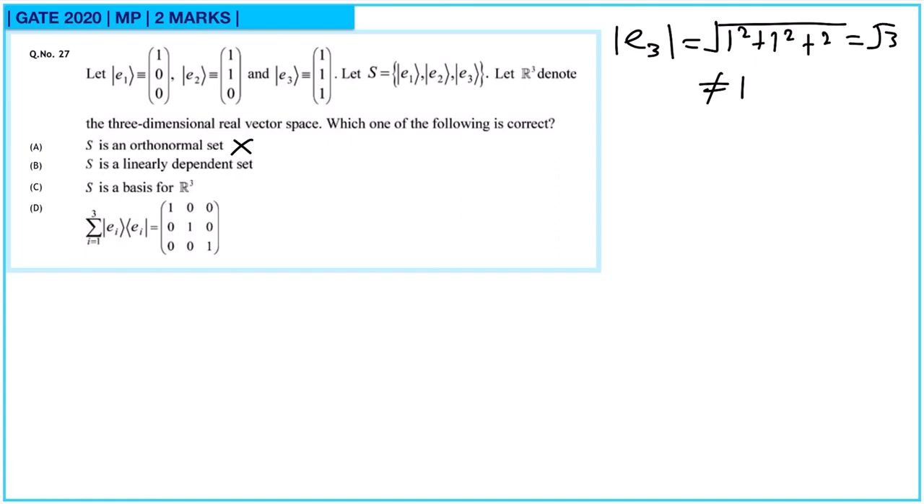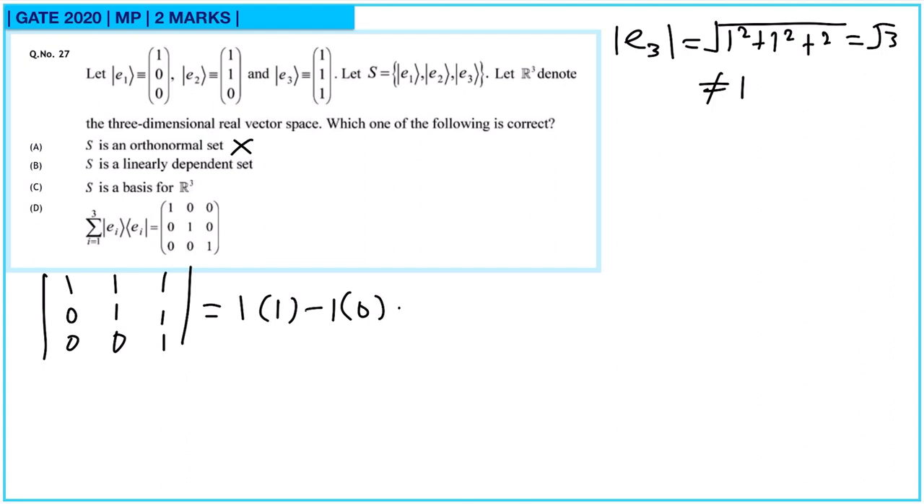Option B, S is a linearly dependent set. So let us find the value of this determinant: rows 1, 0, 0; 1, 1, 0; 1, 1, 1. This is equal to 1 into 1 minus 1 into 0, plus 1 into 0. That is 1, which is not equal to 0. So it is linearly independent. So it can form a basis for R³. So option C is correct.